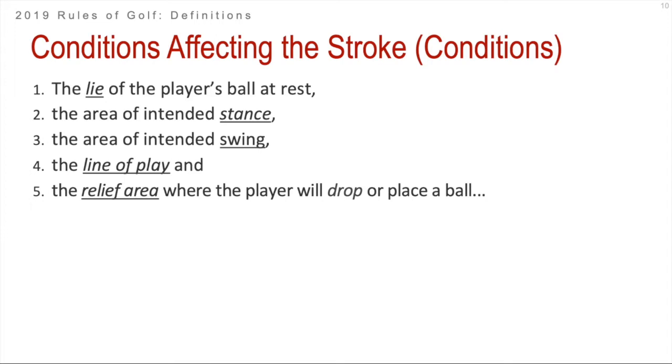Most of the time when we play the game, we don't have relief areas, but at some point we're all going to encounter that, whether it's because we hit it into a penalty area or we were on a cart path and we have to take a drop or whatever. But just know the first four we're always going to have. The fifth one, we don't always have that. And there's where we get the acronym of CATS, so conditions affecting the stroke.